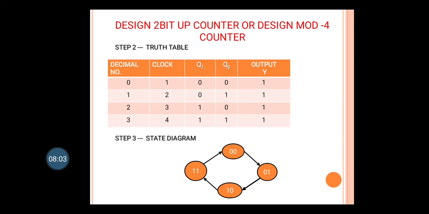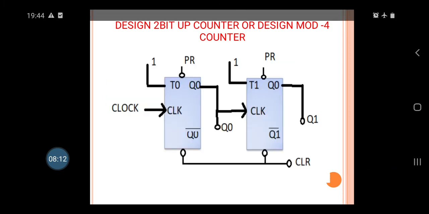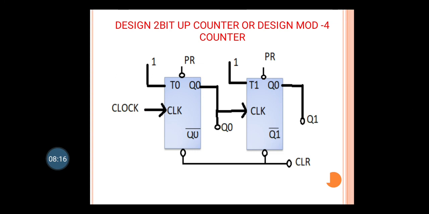The state diagram is the output diagram which the counter will give. It will start from 00, then 01, 10, 11, and again it will move to 00. This is the block diagram of the 2-bit counter.